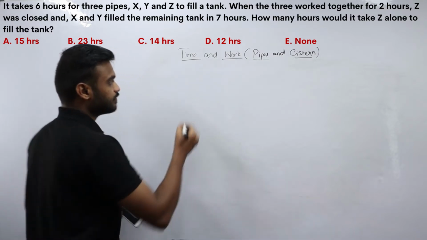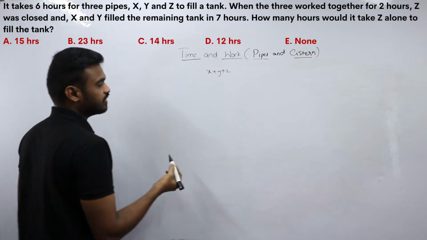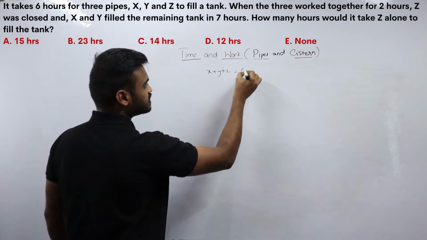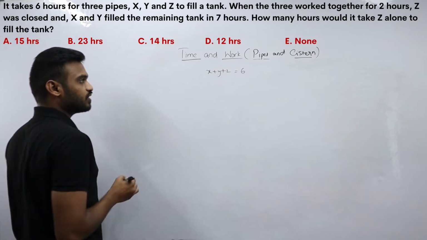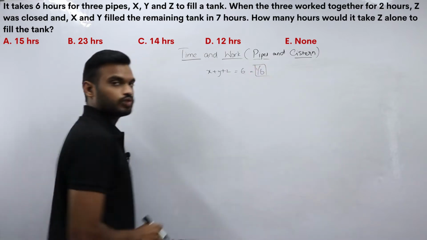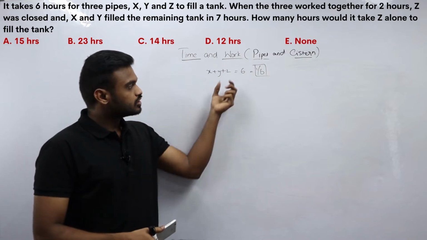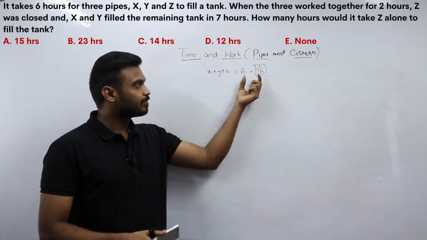So they are saying that X, Y and Z all together can finish the entire tank in 6 hours. So their 1 hour's work, their efficiency, is 1 by 6. X plus Y plus Z can finish the entire tank in 6 hours, so their 1 hour's work is 1 by 6.